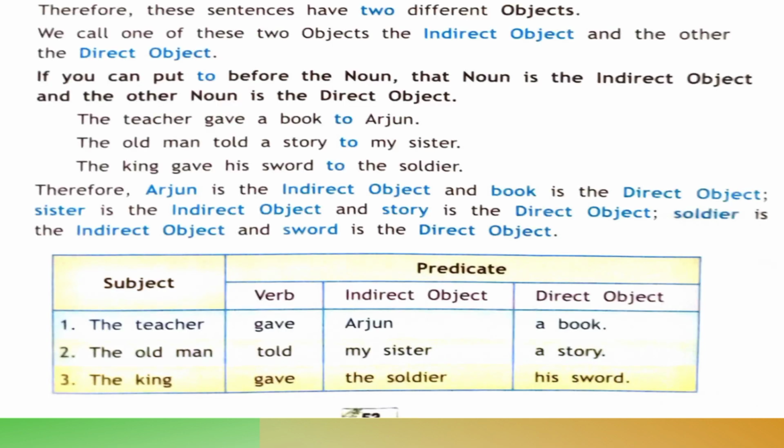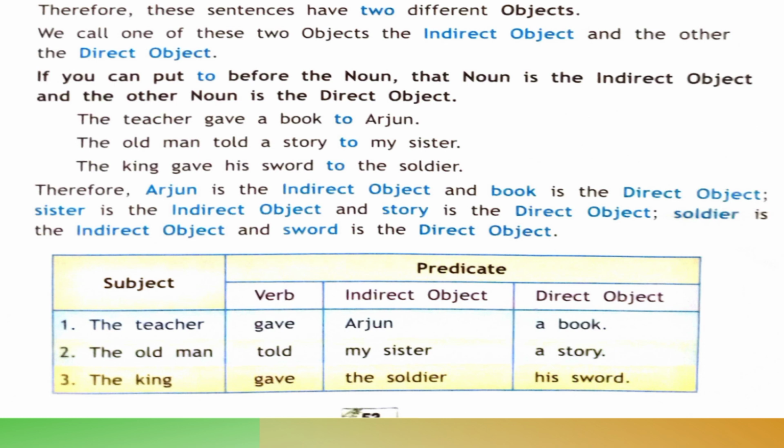So listen carefully, children. These sentences, which we saw, have two different objects. Arjun is one object and book was another object. We call one of these two objects the indirect object and the other the direct object.